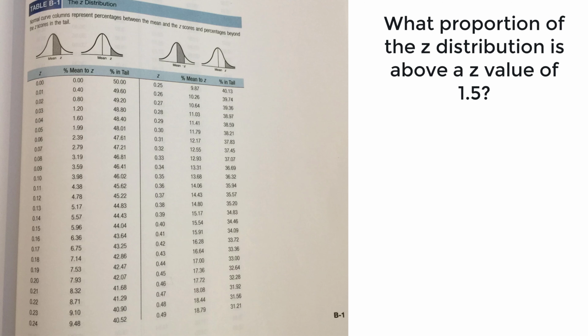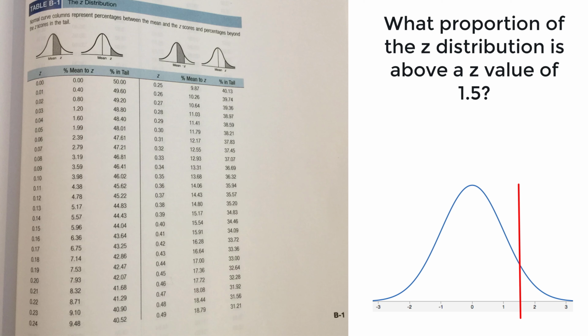What proportion of the Z distribution is above a Z value of 1.5? When I'm using the Z table, I like to sketch out the normal distribution. I find that it helps me to visualize what value I'm looking for. Here's a normal distribution. A Z value of 1.5 will fall around here. I want the area greater than this value.